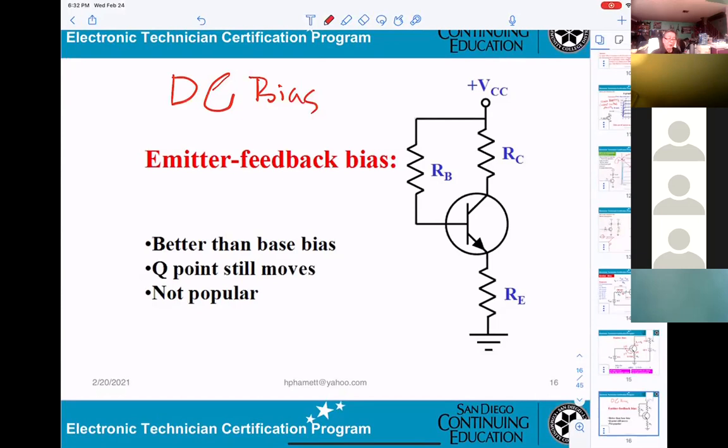How do we make a transistor work with the power supply? There are too many ways to bias. However, we only emphasize the ones normally used. This one they call emitter feedback bias. That means they need only one voltage, VCC, and one RB, and it still works. They say it's better than base bias, meaning better than what we just did, but the Q point still moves and it's not popular. They're not using it much.